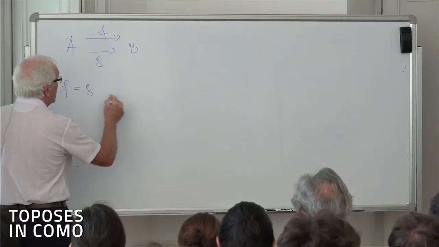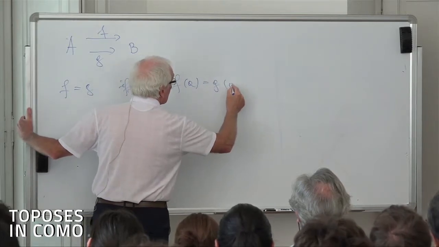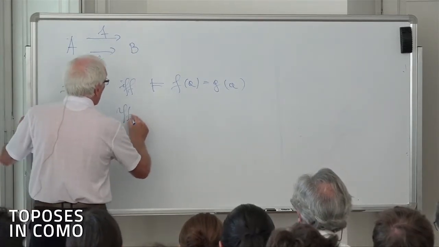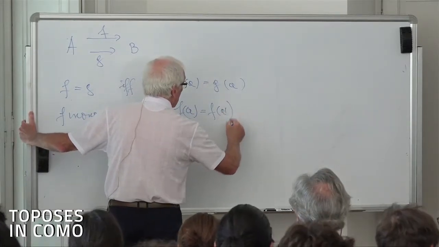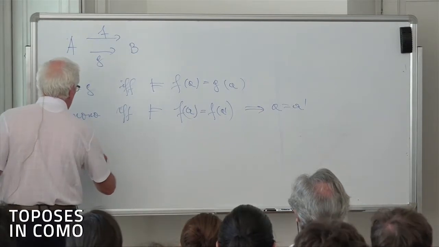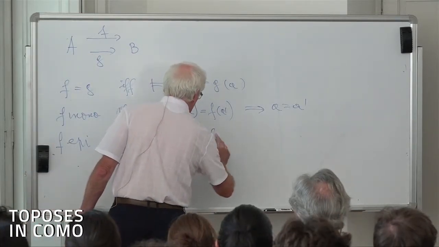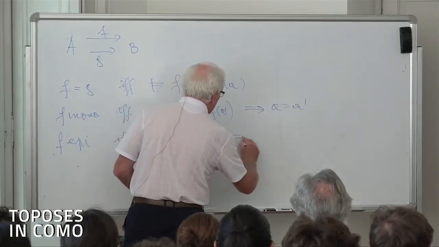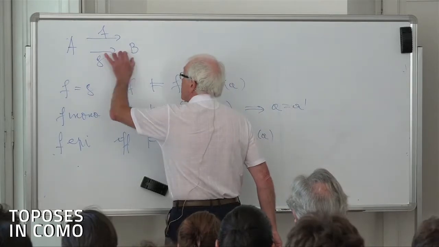F equals G if and only if the following formula is true. F is a monomorphism if and only if the following formula is true. F is an epimorphism if and only if the following formula is true: for all B there exists A such that B is equal to F of A. Every time, of course, A is always of type A, B of type B.